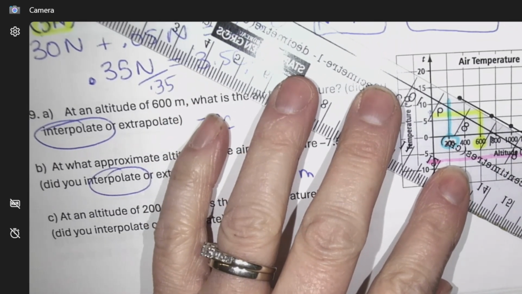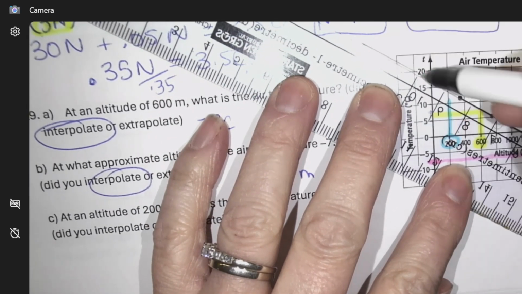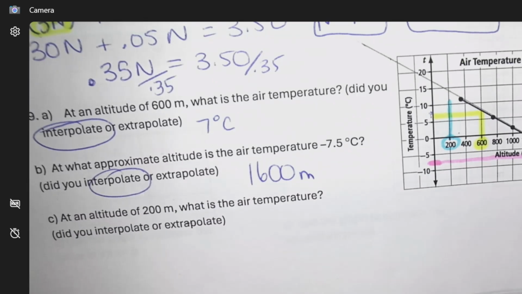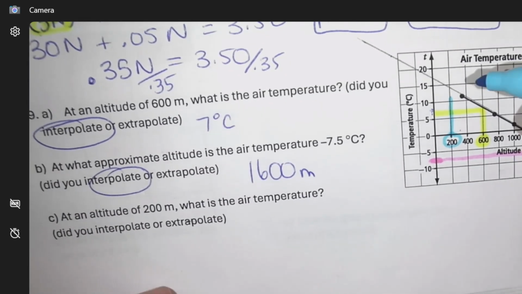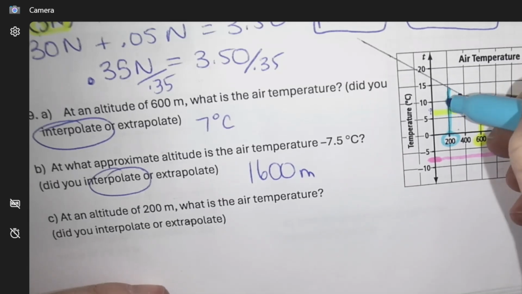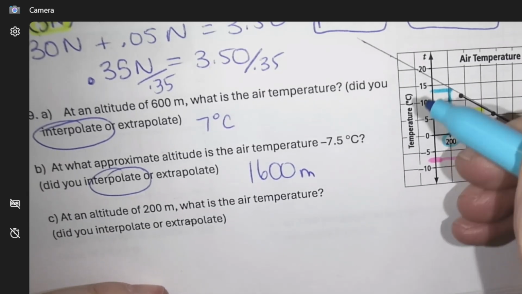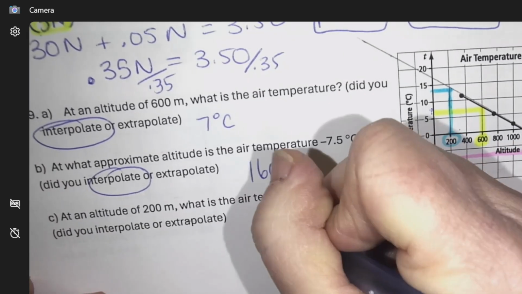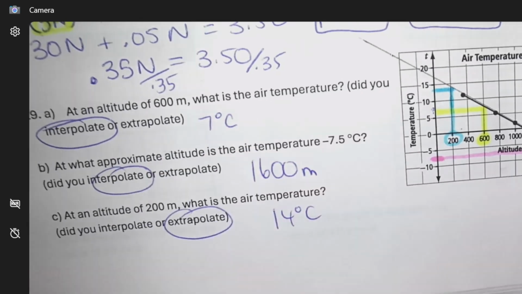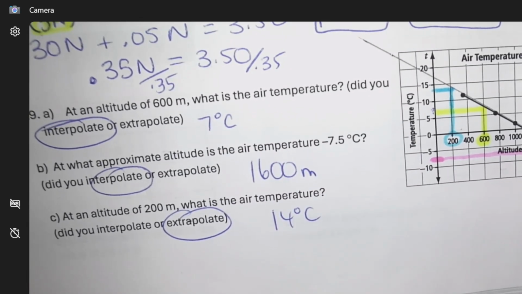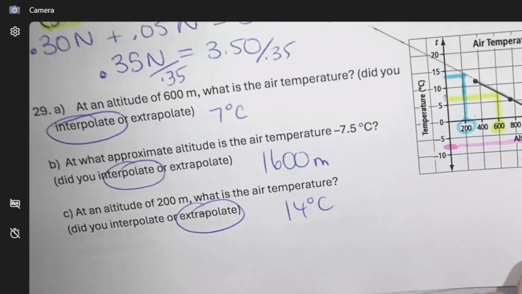I have to continue this line. So I have to make it bigger. And now I hit at about 14. Yeah. Okay, and that was an extrapolation because we went beyond. We went out of the zone.